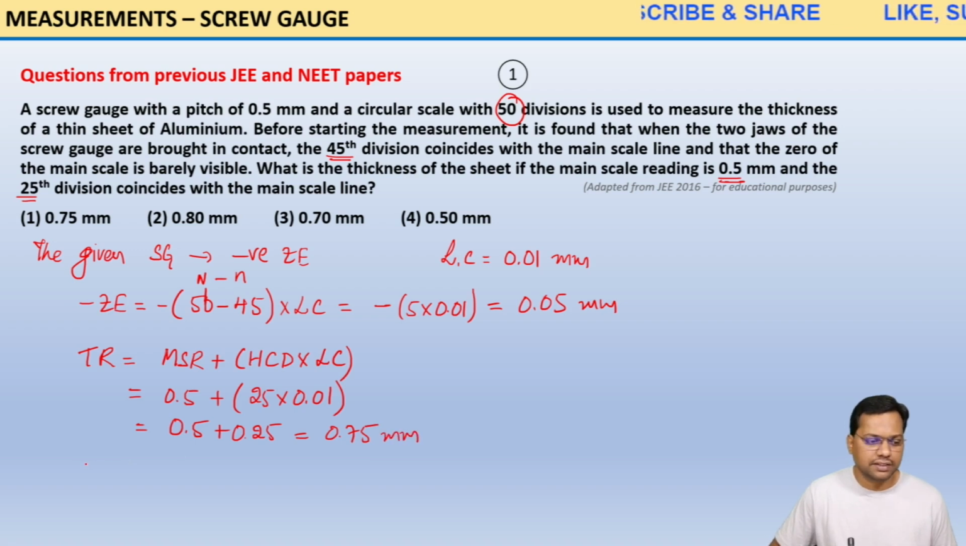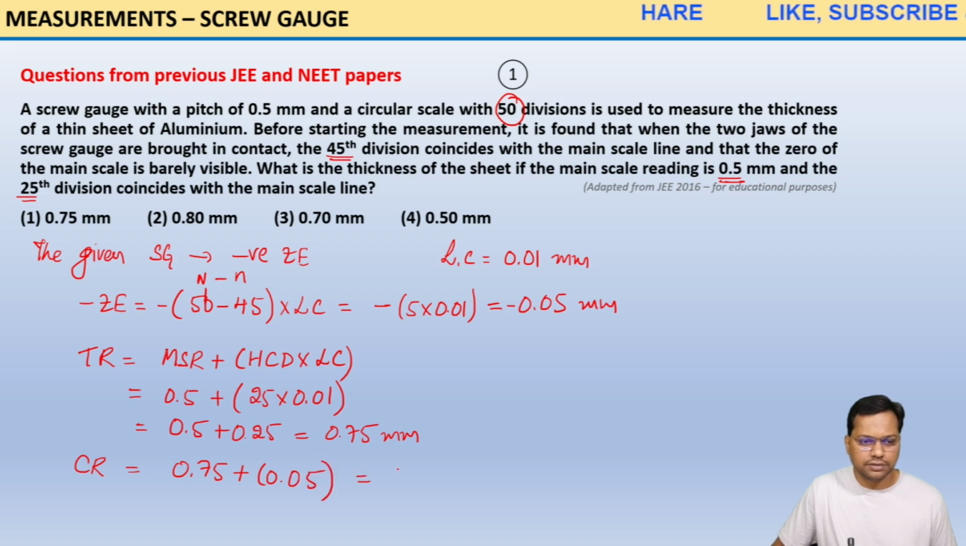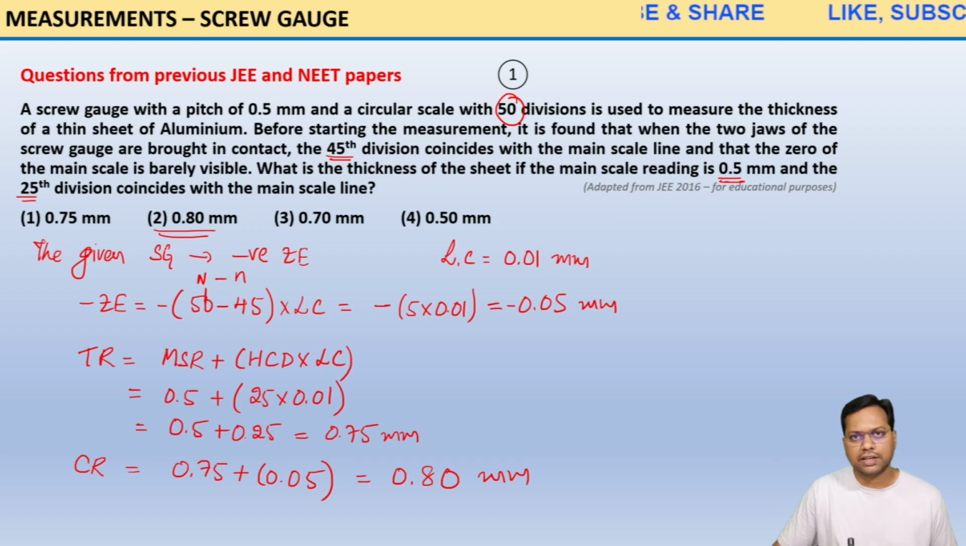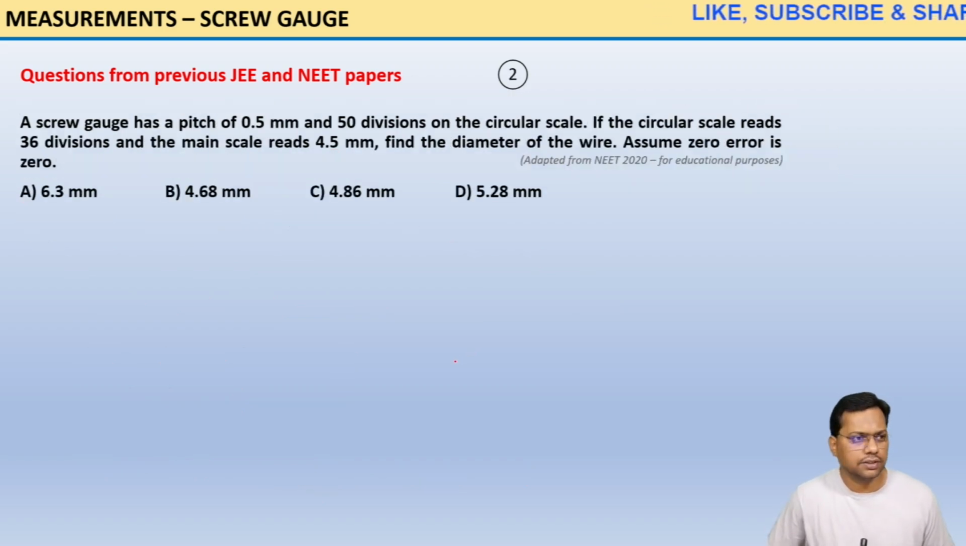Now we go for the corrected reading. I call it CR. Corrected reading is equal to 0.75. Here it is negative zero error, so minus 0.05. Therefore, the correction will be positive 0.05. Therefore, it is 0.80 millimeter. Now we look at the options. So 0.80 millimeter is the corrected reading, so the second option is the correct option. Now we go for the next question.